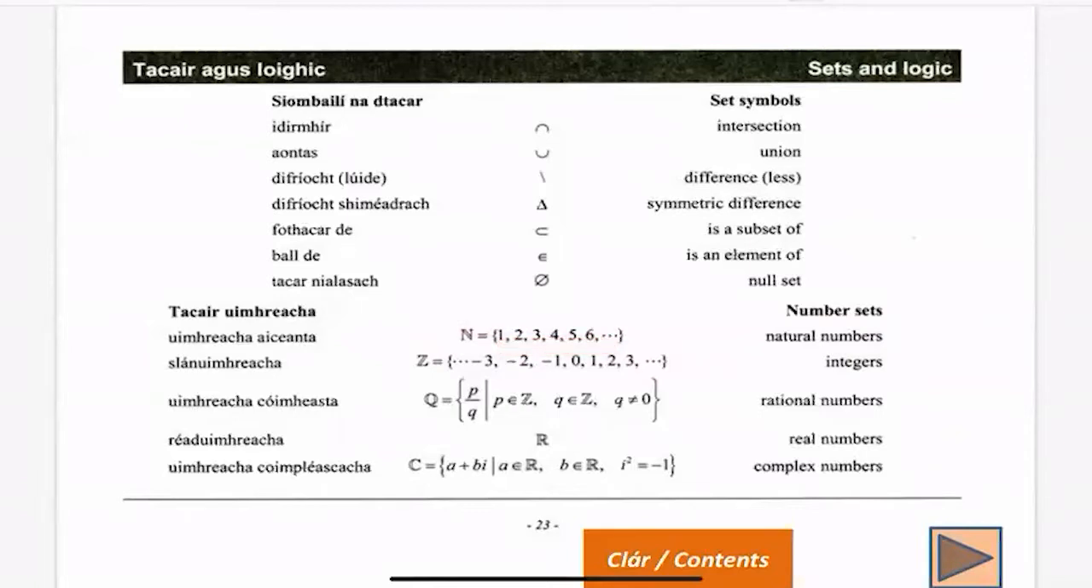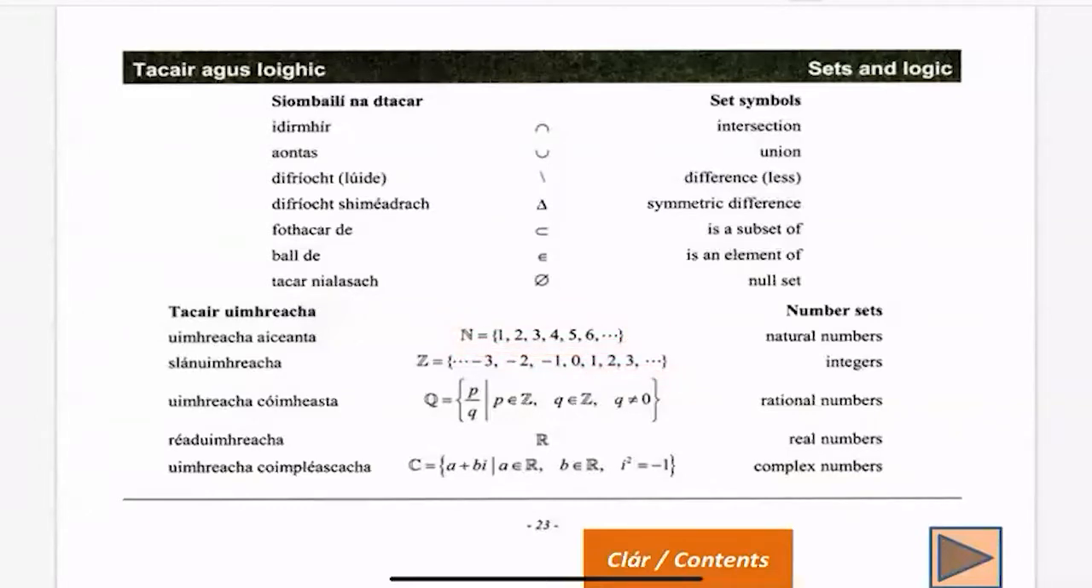So 1 upwards. If I'm asked for x is an element of Z, these are our integers, which are our whole numbers again. There are no fractions, but now they're positive, negative, and they include 0. So you can see that the natural numbers are part of Z.